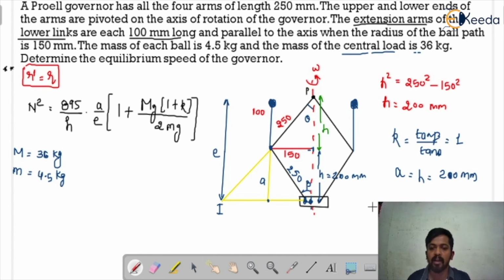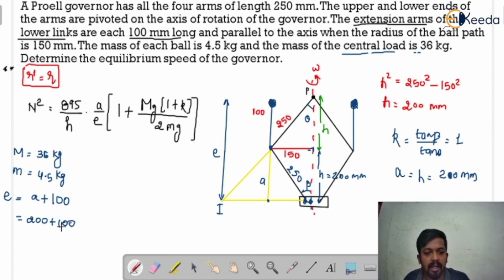using a similar procedure. Okay, so now what is the E value? We can get the value of E. E is equal to A plus the length of extension of the lower link, that is 100 mm. So A, we all know, is 200 plus 100, and then we will get 300 mm.